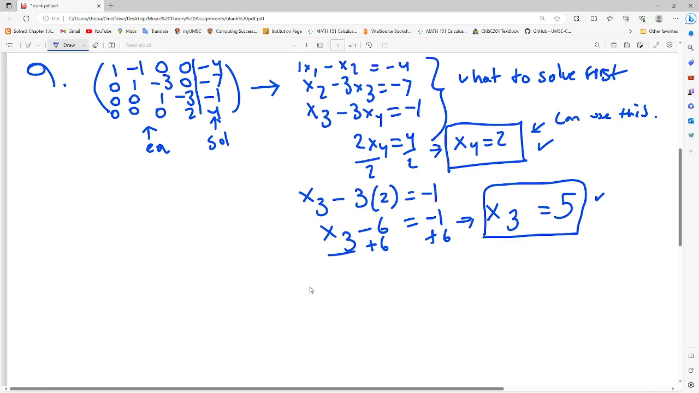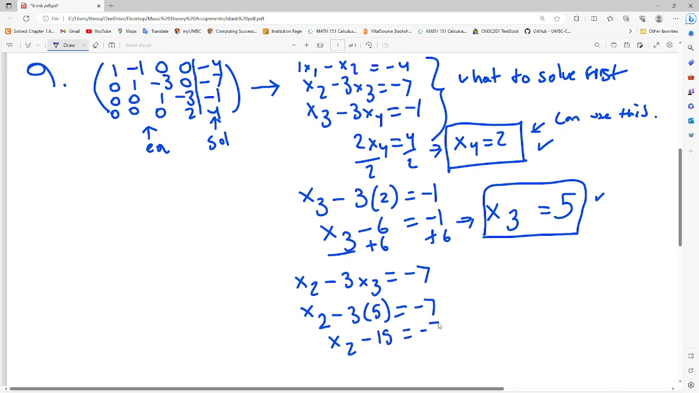We have right here x2 minus 3x3 equals negative 7. We have x4, we have x3, we don't have x2, so we're going to want to plug in what we know. x2 minus 3 times 5, because remember we said x3 is equal to 5, equals negative 7. x2 minus 15 equals negative 7.